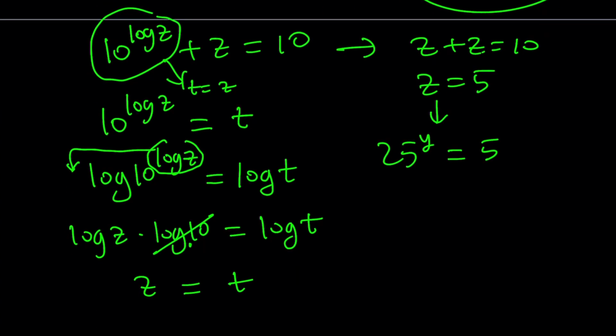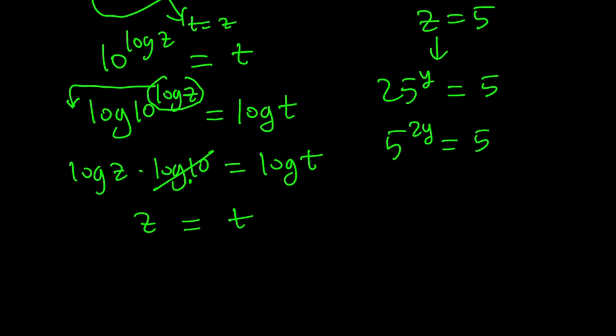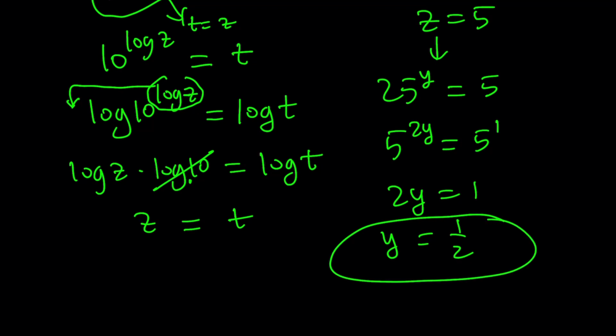And now 25 is 5 to the second power, so this becomes 5 to the power 2y equals 5. I hope you don't mind me skipping that single step, which is 5 to the second to the y. And now here 2y is equal to 1 and y is equal to 1/2. Again, we're not done yet because we're going through so many loops. I know that. And we're just going to back substitute.